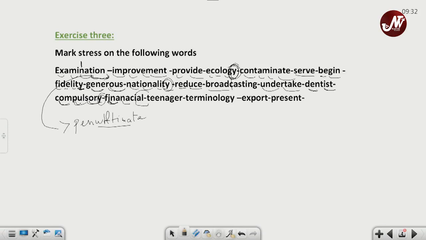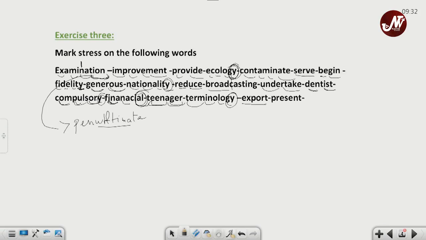Financial ends with -ial, so it is also anti-penultimate stress. Then we have teenager, so compound word, teenager. Then we have terminology, and it ends with -gy, so it's also an anti-penultimate stress.